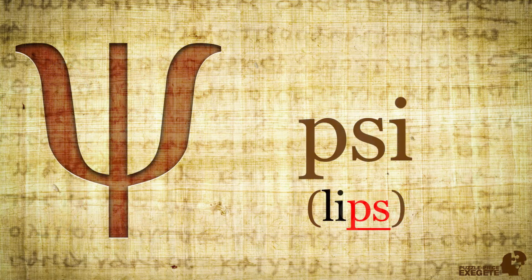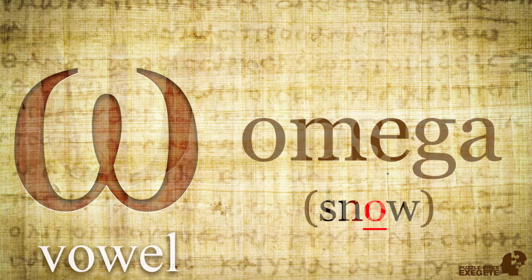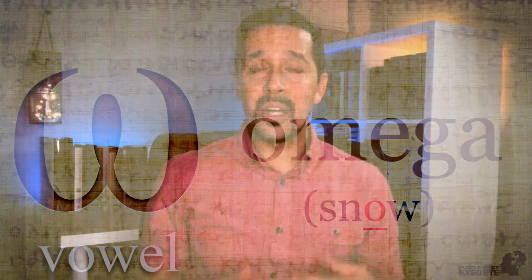Our next letter is the letter psi. Now you gotta make sure you get that P in there, so it's psi, like in lips. And our last letter is the letter omega. Now be careful, this kind of looks like the letter W, but it's the long O sound like in snow.